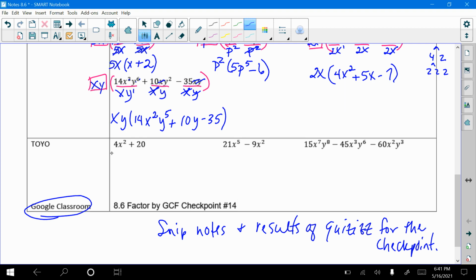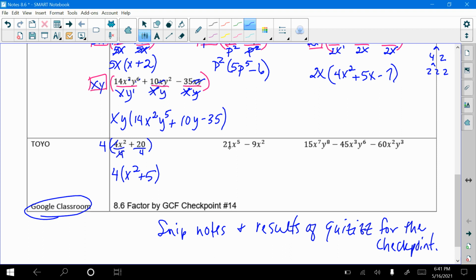So this first one, I'm looking at a 4 and a 20, so I'm looking at the 4. 20 is divisible by 4, so we're going to take out a 4. There's not an x in both, so not the x. So divide by 4, divide by 4. So we're going to have 4 on the outside. X squared plus 20 divided by 4 is 5.